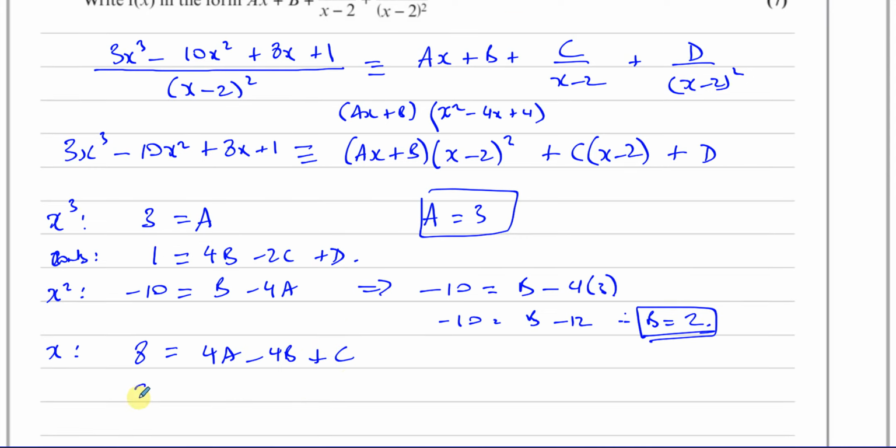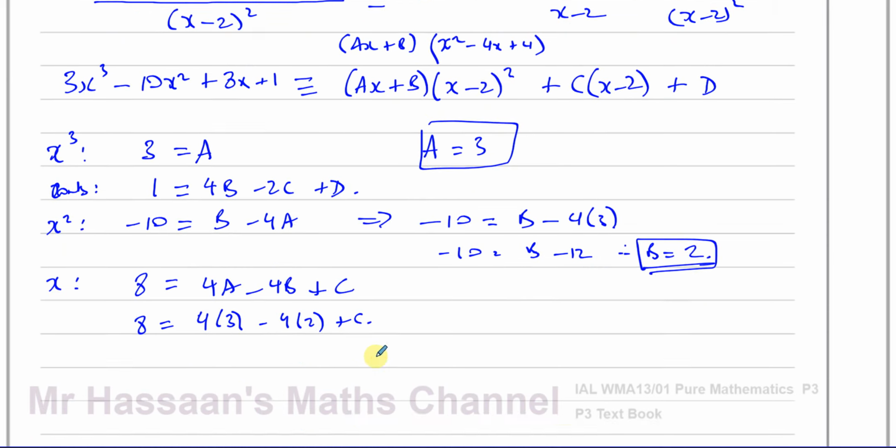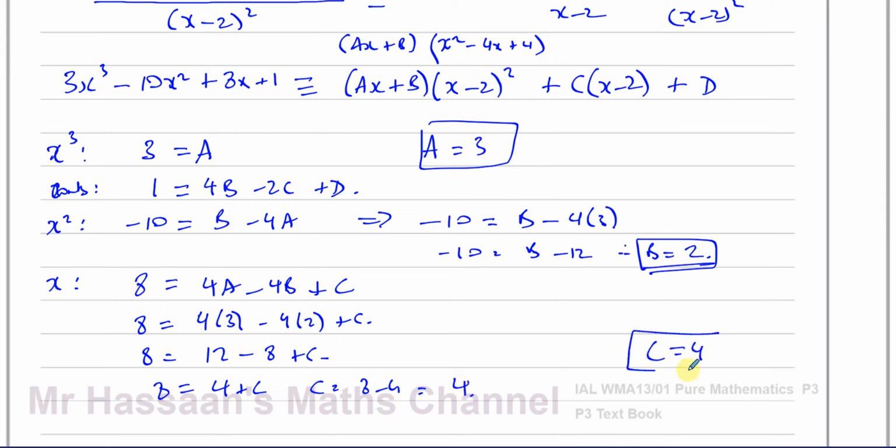So 8 equals 4 times a, so it's 4 times 3, minus 4 times b, so 4 times 2, plus c. So this gives me 8 equals 12 minus 8 plus c, so 8 equals 4 plus c, so c is equal to 8 minus 4, so c is equal to 4. So I've got c equals 4.